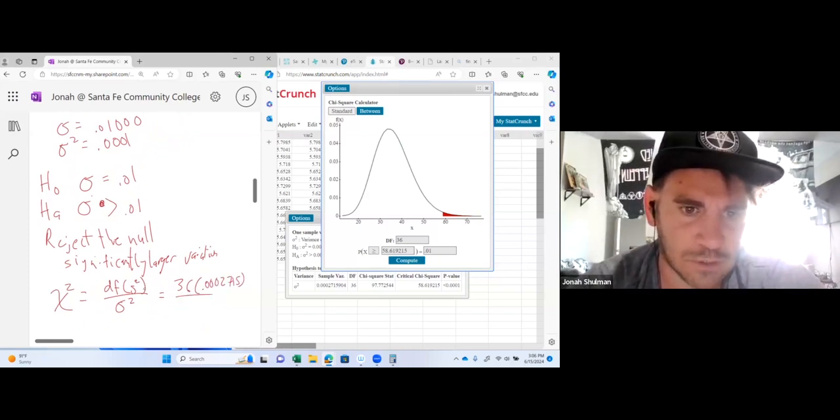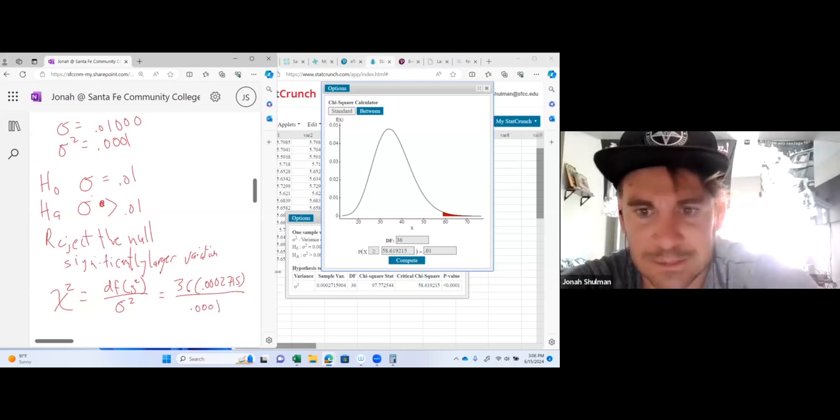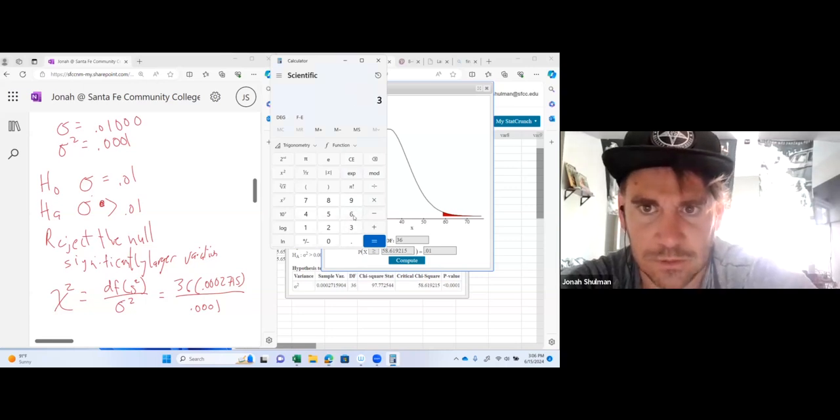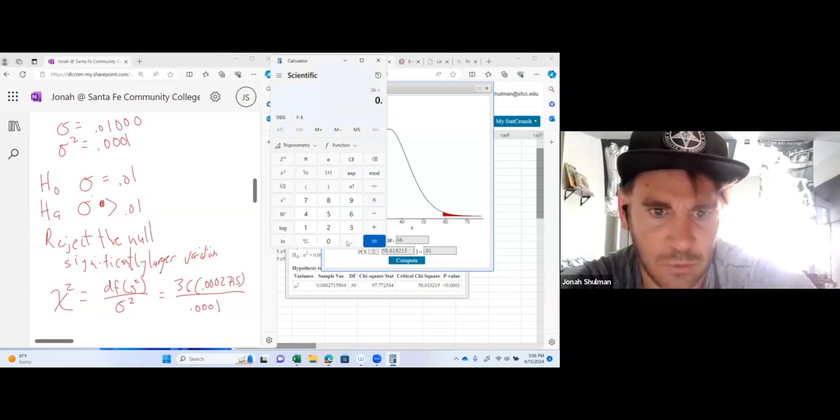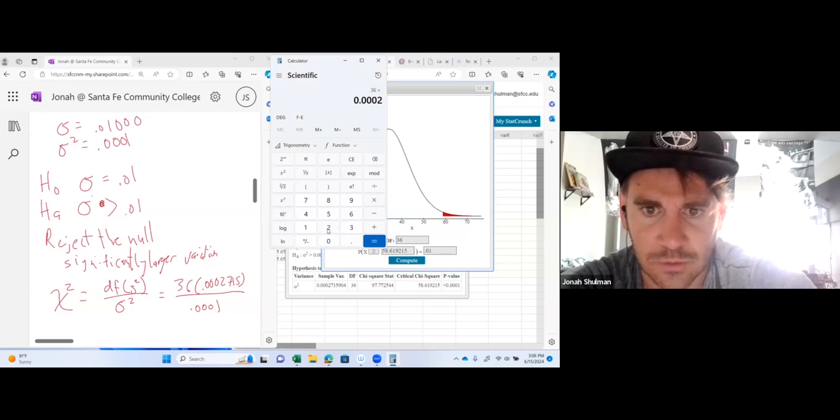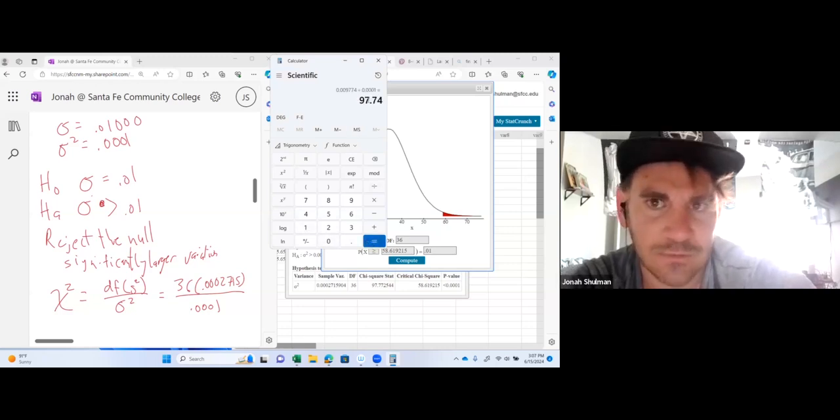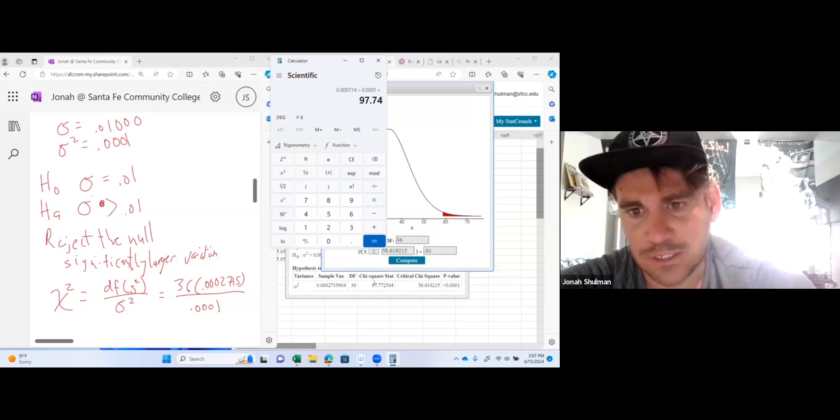5.0002715, and the bottom is just going to be 0.0001. This is going to give me the 97. So here we go, 36 times 0.000271. Ta-da! All I have to do is divide this by 0.0001. We should get the 97. There it is, 97.74. 97.74, it is what?